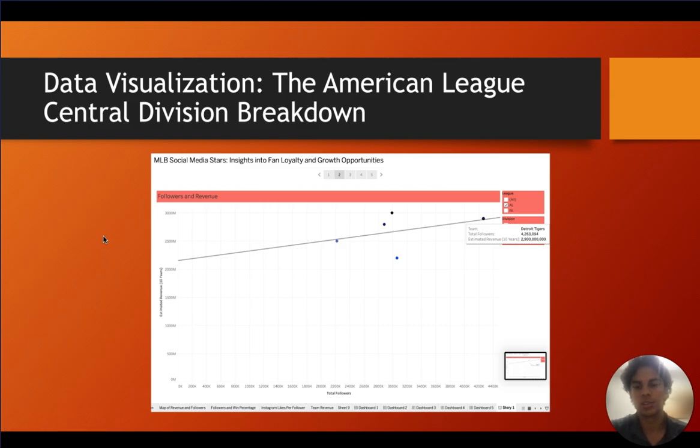And then here you can see the Detroit Tigers are obviously the highest in the division when it comes to total followers, but still second in the division when it comes to revenue.